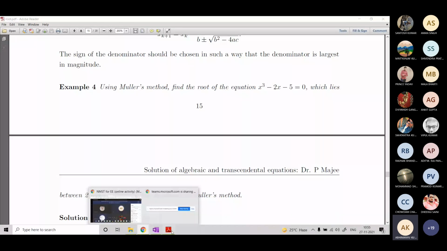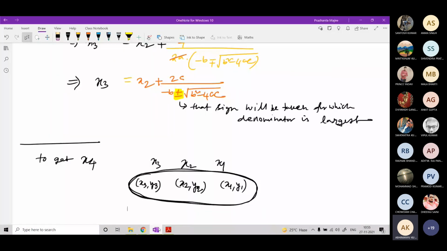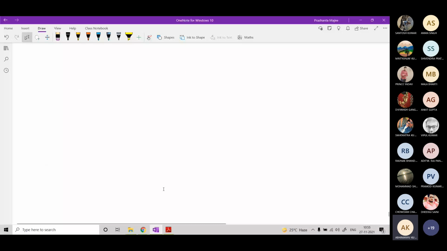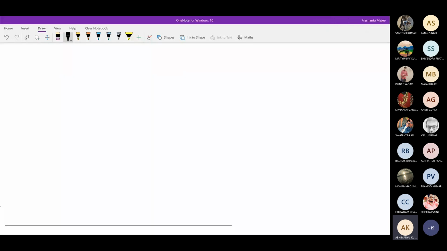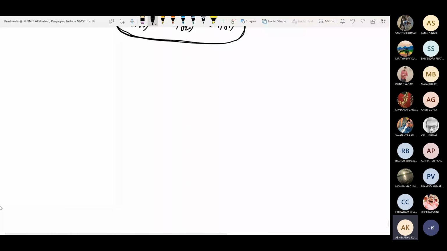Let us discuss an example, because without examples, numerical methods are not at all easy to understand. So I am asking you to find a root of this equation by Muller's method. The equation is x cube minus 2x minus 5 equals 0.